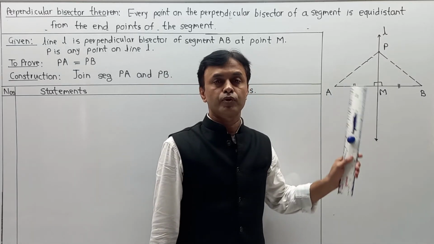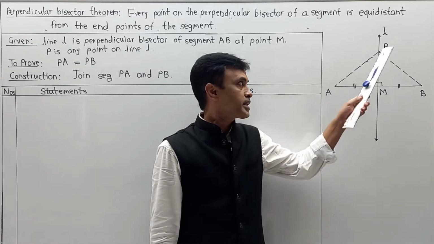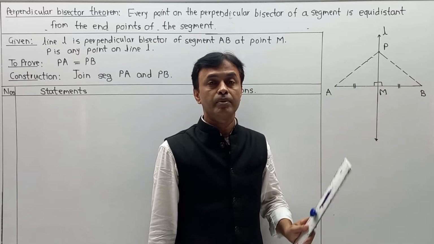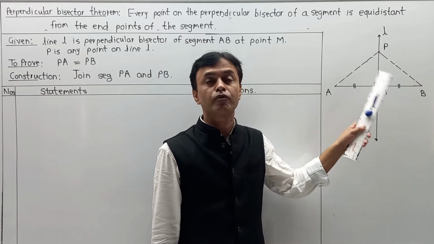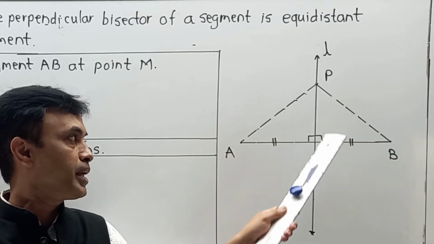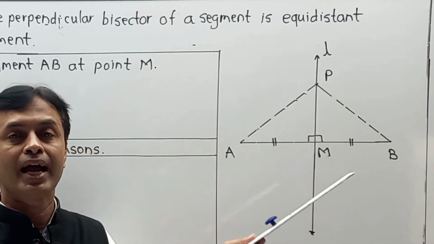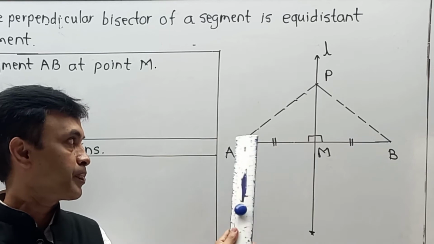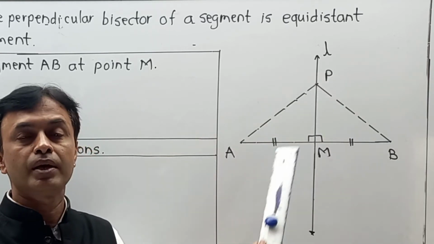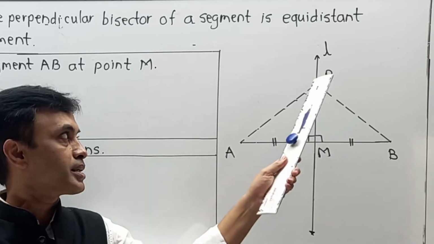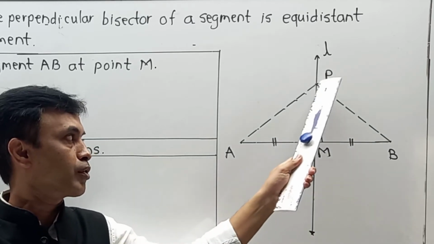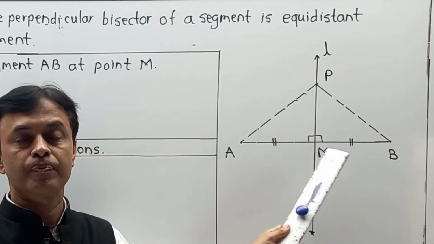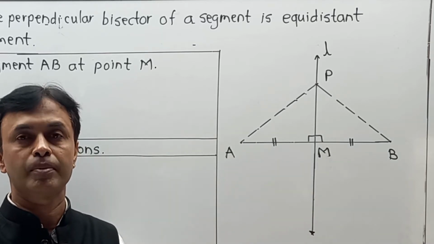Now try to understand the proof. Basically our target is to prove PA congruent to PB, but we cannot directly prove it. In that case we are going to take the help of two triangles: triangle PMA and triangle PMB. One by one: PM congruent to PM, common side. Second, angle PMA is equal to angle PMB, each 90 degrees. And third, AM congruent to BM, because M is the midpoint of AB, given by them.